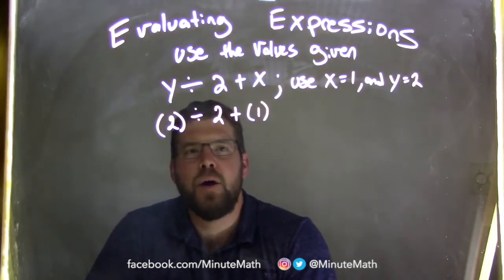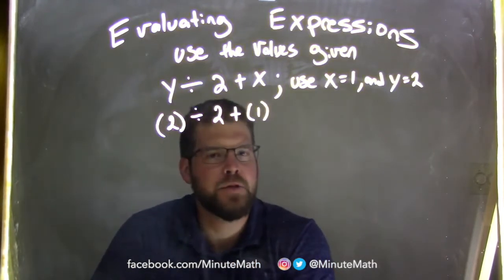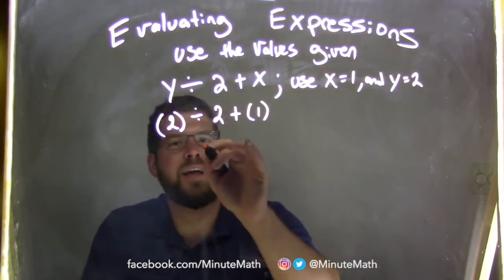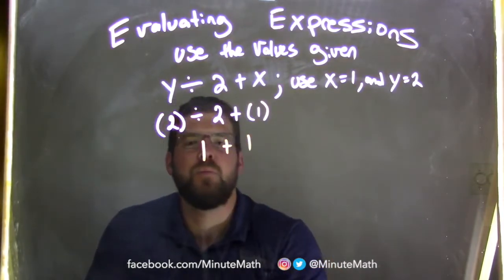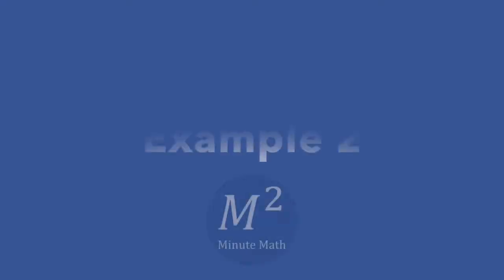So left to right, right? And so we have division comes before addition. So 2 divided by 2 comes out to be 1, just like any number divided by itself. Bring down the 1 plus 1, and 2 is my final answer.